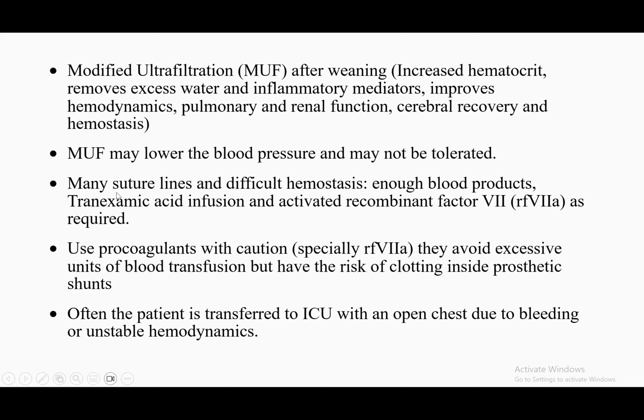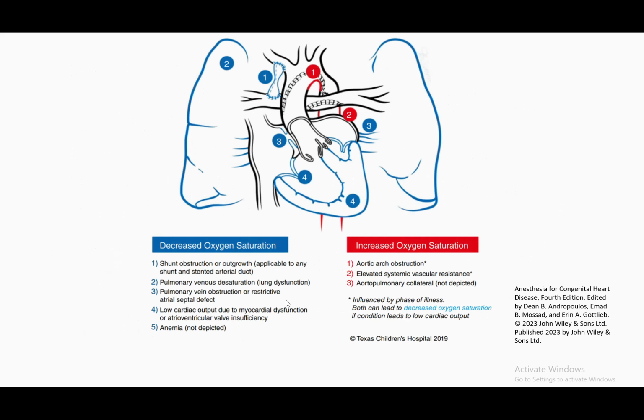Many suture lines and difficult hemostasis due to the long bypass time, so we need enough blood products. Use procoagulants with caution, especially with prosthetic shunts and stents and things like that. If we give, for example, the factor 7, activated factor 7, clot may form inside the shunts. Often the patient is transferred to the ICU with an open chest due to bleeding or unstable hemodynamics.